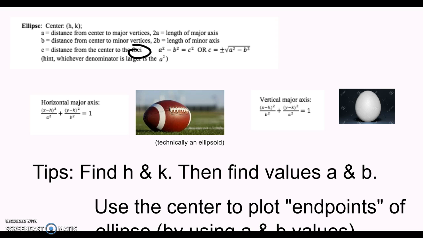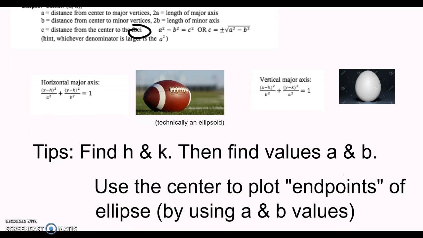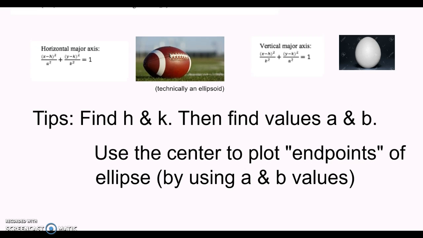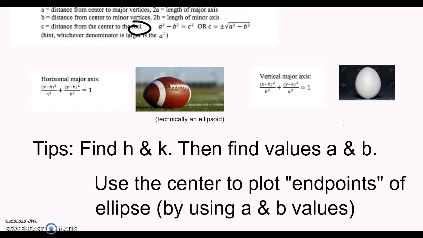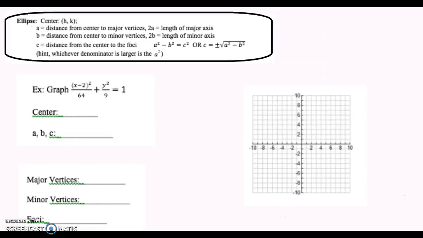I do have some tips for you. Find h and k, and then find values of a and b. Use the center to plot the endpoints of the ellipse by using the a and b values. And I'm going to make sense of what that actually means in our first example. I'm going to rewrite this equation first of all. And I'm going to look for all of this information, what the center is, what the values of a, b, and c are, major vertices, minor vertices, and foci.